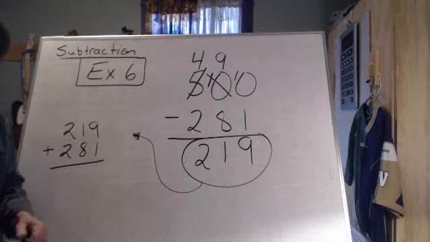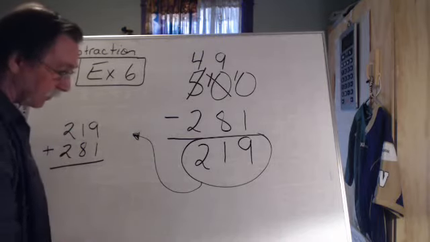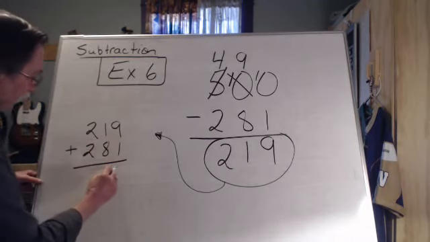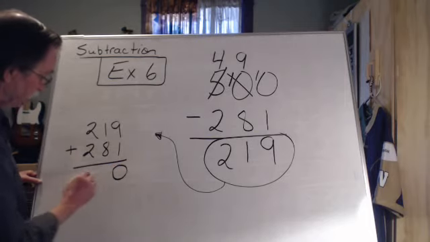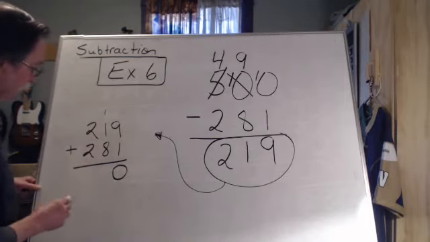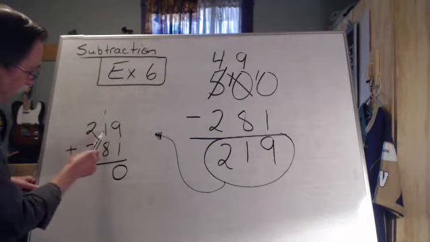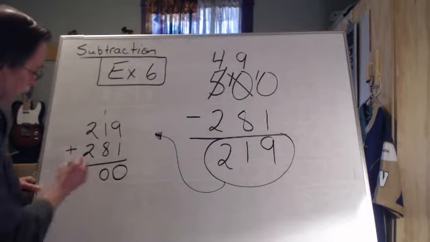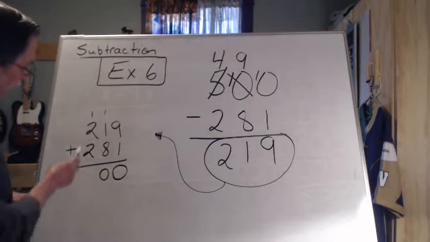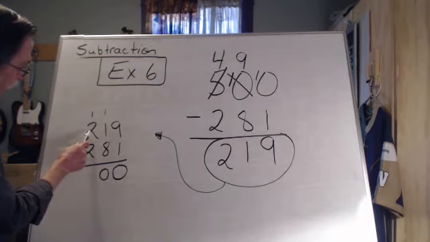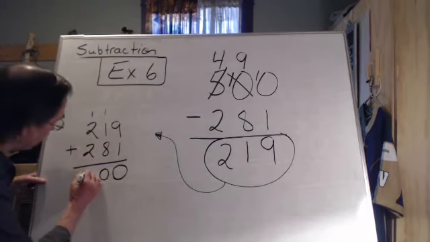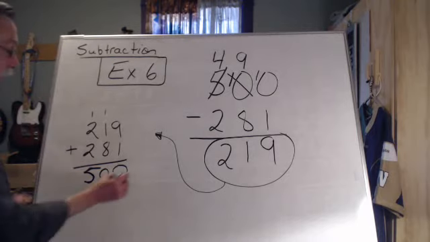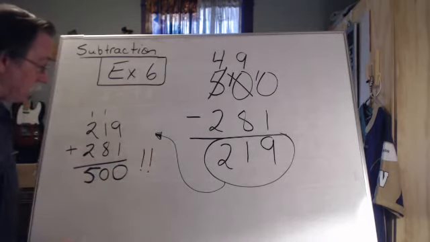I should have a drum roll here, but I don't. I'm a little bit out of the picture, so I'm going to move in here. So 9 plus 1 is 10. Carry the 1. 1 plus 1 is 2 plus 8, 10 again. Carry the 1. 1 plus 2 is 3, plus 2 more is 5. And wow.